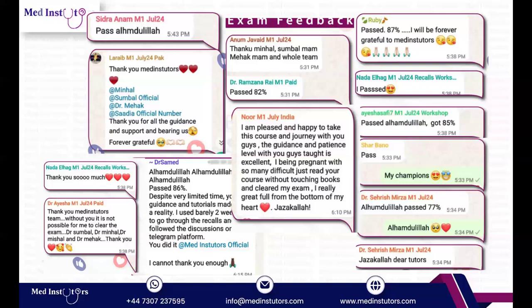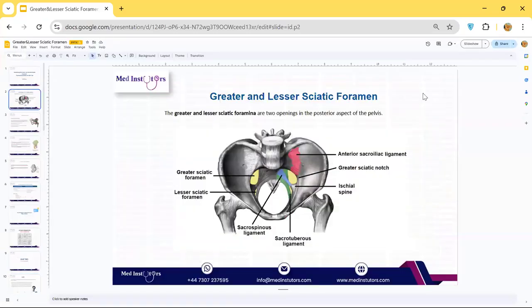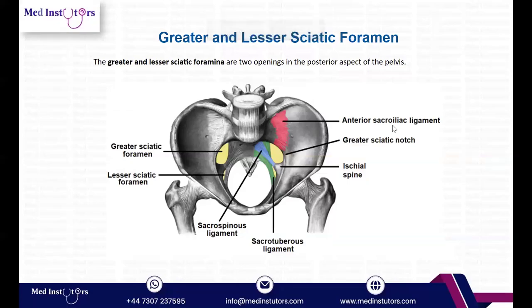Sure, I will show you the first slide. Let me go back. Okay, are you asking about this slide? Dr. Momnat, this slide is about just an overview of the greater and the lesser sciatic foramen. In the next two slides, I have shared a better, more precise picture for greater and lesser sciatic foramen anatomy.